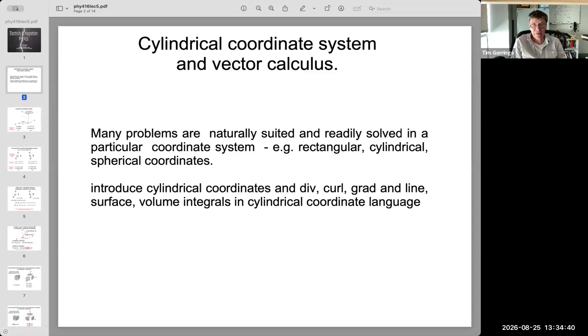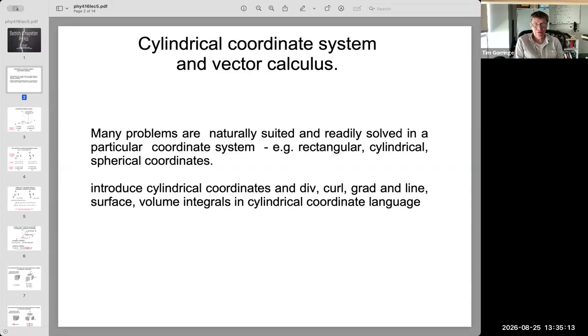In this class and the next class, we're going to move on from rectangular coordinates and div, grad, curl, line, and surface integrals in rectangular coordinates to cylindrical coordinates. That's this class. Spherical coordinates, that's going to be the next class. In each of these classes, I'm going to walk through how to firstly introduce those coordinate systems. What is the language of those coordinate systems that parallels x, y, and z? What are the unit vectors that parallel x hat, y hat, z hat?